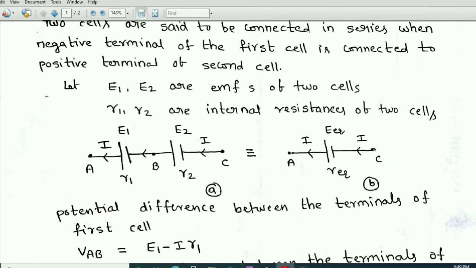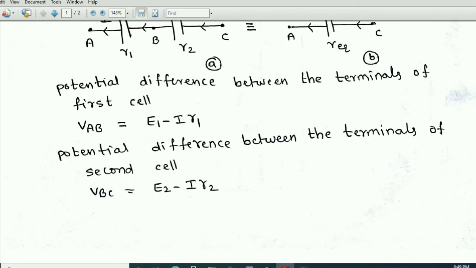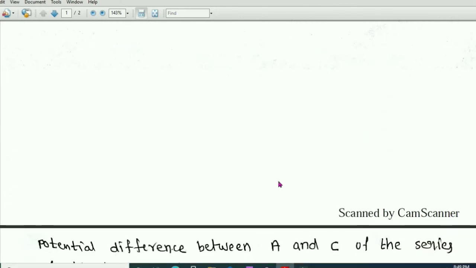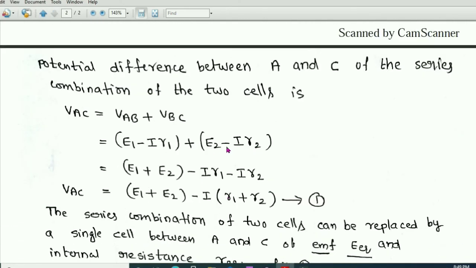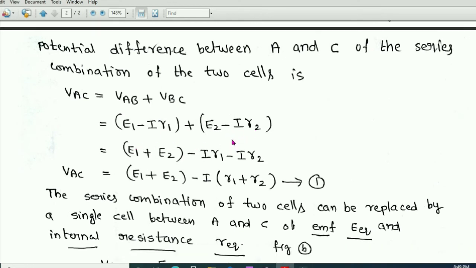The potential difference between B and C, that is the potential difference between the terminals of the second cell, that is VBC is E2 minus IR2. Now that value you have substituted here, E2 minus I into R2. This is the total potential difference between the points A and C. Now this expression we have just modified. The EMFs of the cells we have written together, so E1 plus E2. And we are left with minus IR1 and minus IR2.